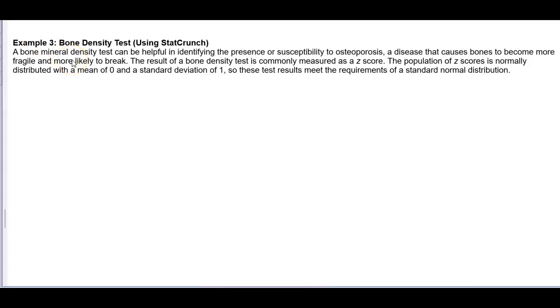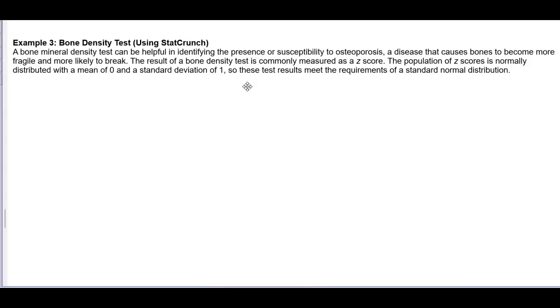Example 3, bone density test using StatCrunch. A bone mineral density test can be helpful in identifying the presence or susceptibility to osteoporosis, a disease that causes bones to become more fragile and more likely to break. The result of a bone density test is commonly measured as a Z-score.